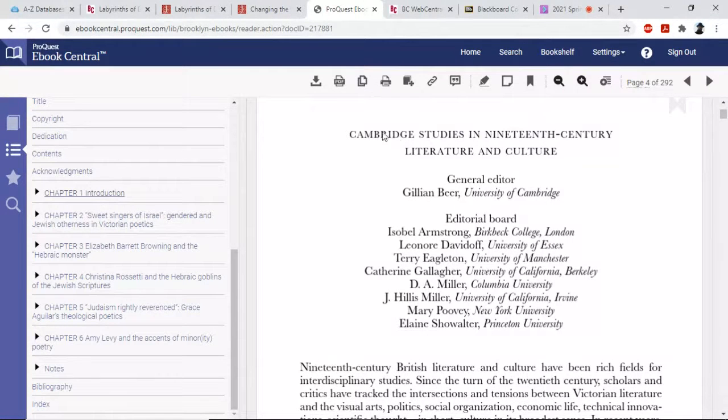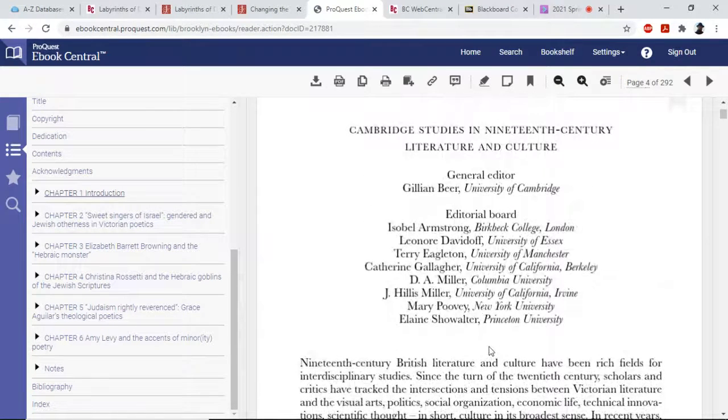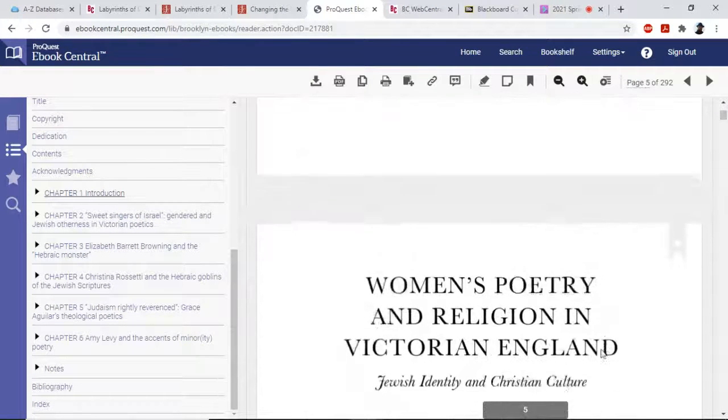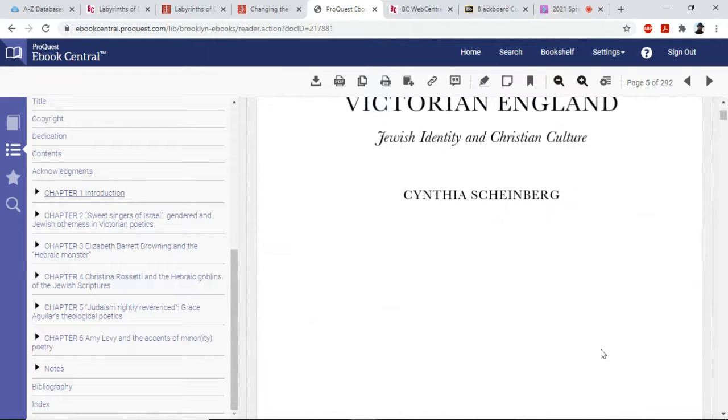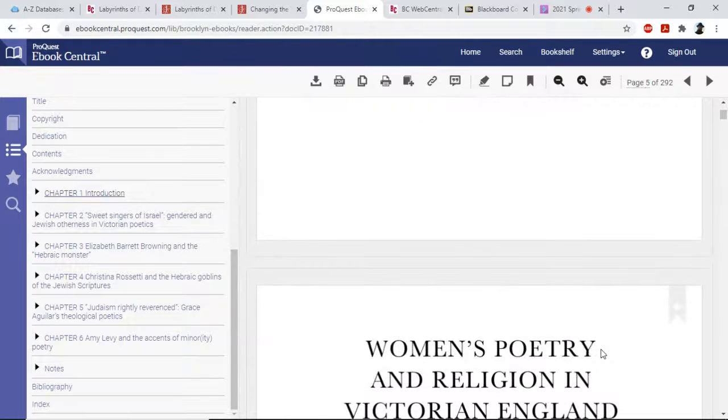And you can see, just looking at some other stuff like Cambridge studies, you know that this is a really valid source. It's heavily peer reviewed. These are prominent names, prominent critics who are editors for this book. So there you go. Then you can set it aside and come back to it later and actually read what you need to read.